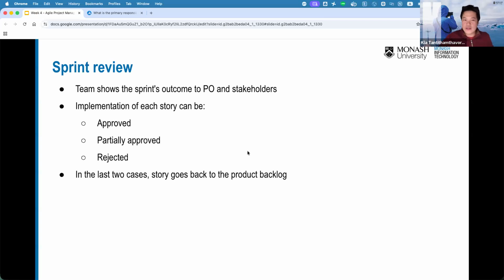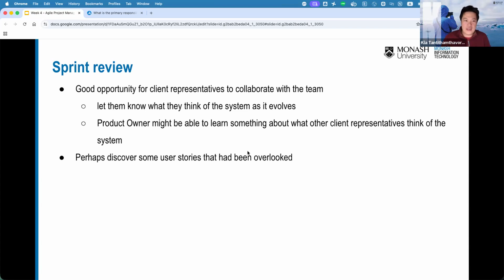Implementations of each of the user stories can be approved, partially approved, or rejected. Like, oh, no, this is not considered done. Okay. In the last two cases, the story can go back to the product backlog again. So that means you may end up having to keep working on the same thing and cannot really move on. Okay, that's the impact as well.